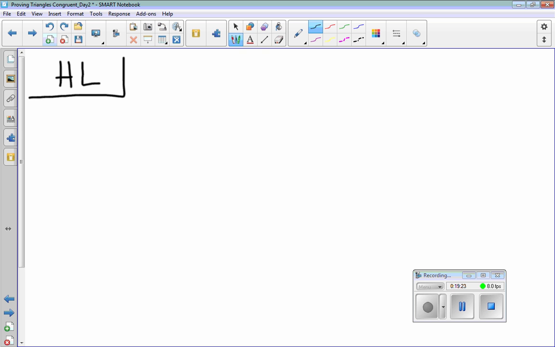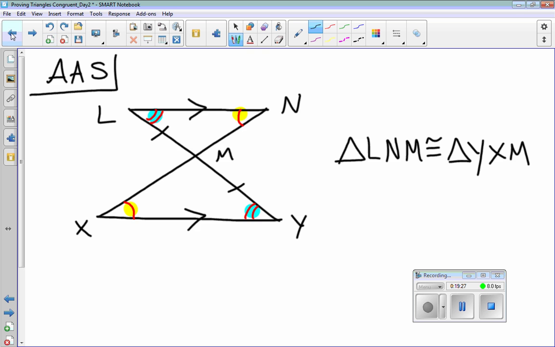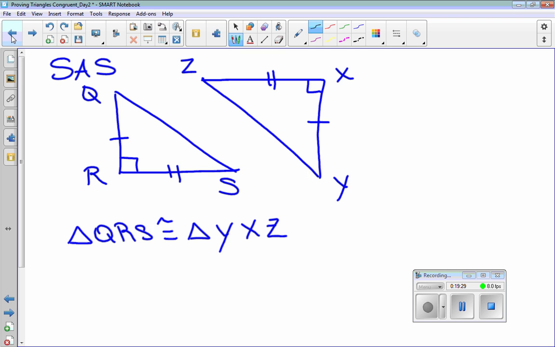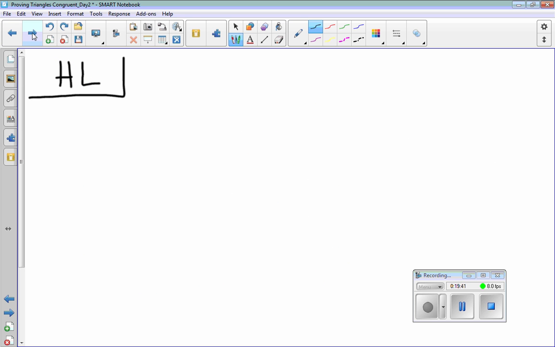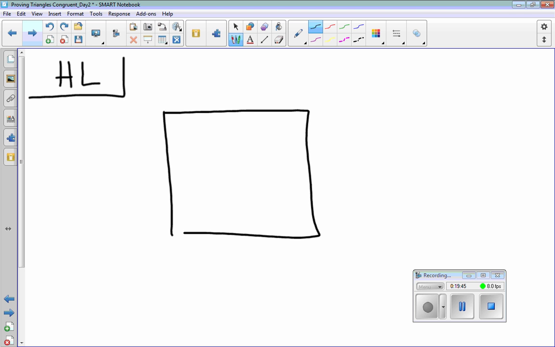So I know I have to have right triangles. But every time I have right triangles, we don't use HL. Didn't we have right triangles here? And that's not HL. We use side angle side here. So just because it's a right angle doesn't mean we always use it. But we're going to look at it here. All right, so let me draw this picture. You tell me if I have enough information in my picture.